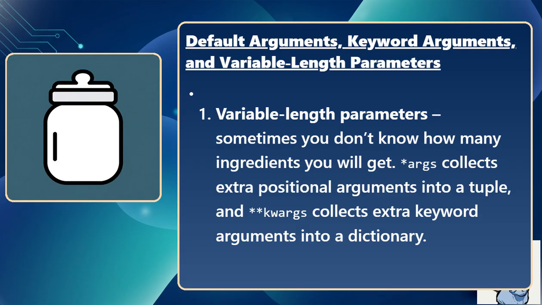*args collects extra positional arguments into a tuple, and **kwargs collects extra keyword arguments into a dictionary. Define total with *numbers. Return sum of numbers. print(total(1, 2, 3, 4)) returns 10. Any number of values works.